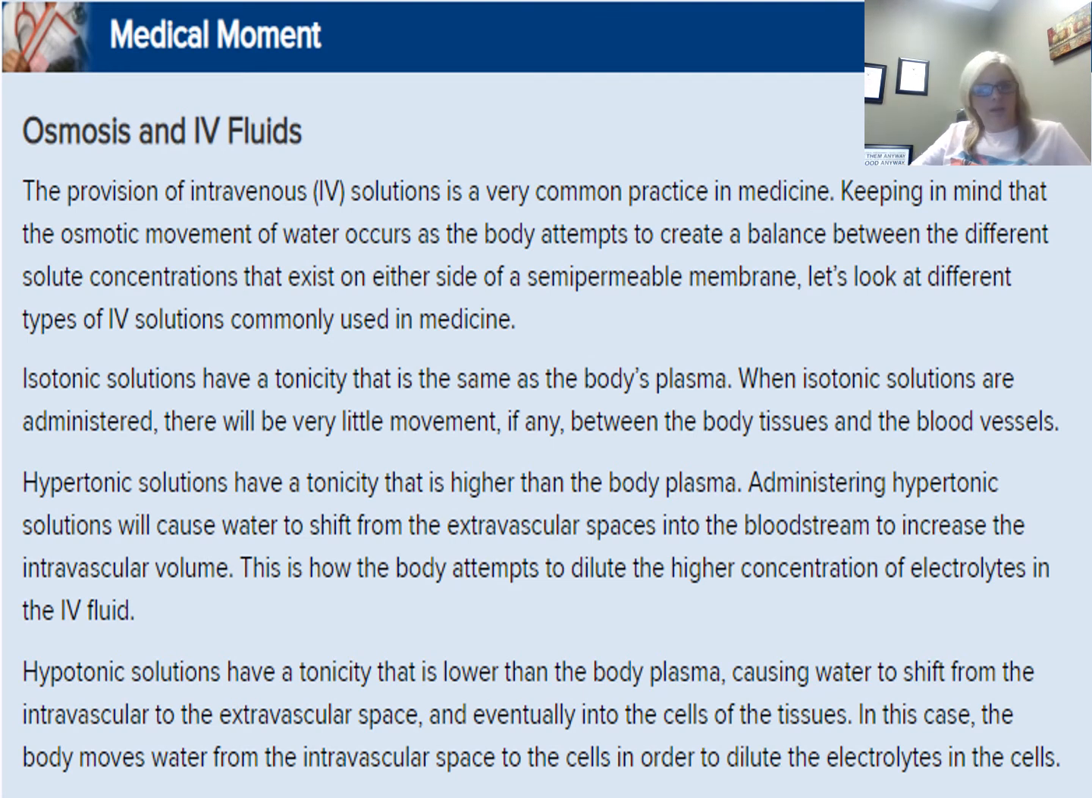I don't put a whole lot of these in here, but I think this one is very relevant and very important, and I would definitely read all of these in your textbook, okay? So osmosis and IV fluids. So we're going to look at this situation and see what structure. Well, let's go ahead and read through it first.